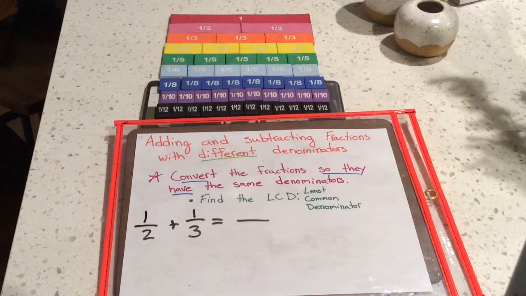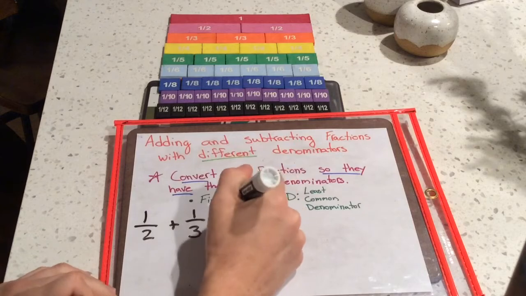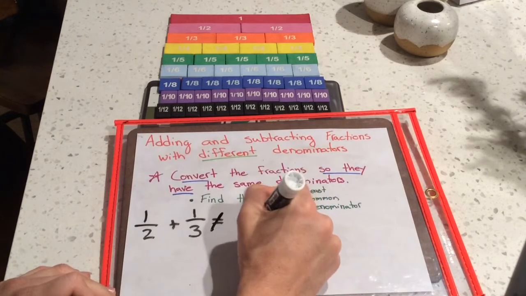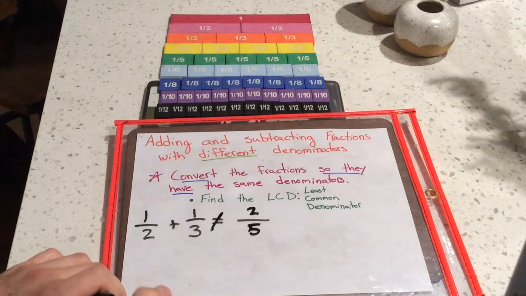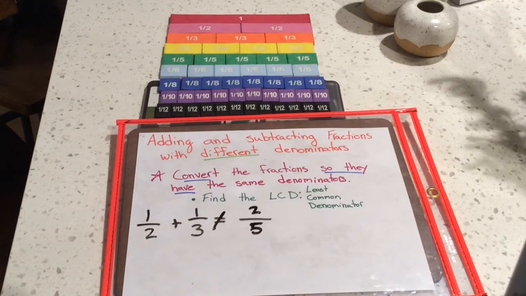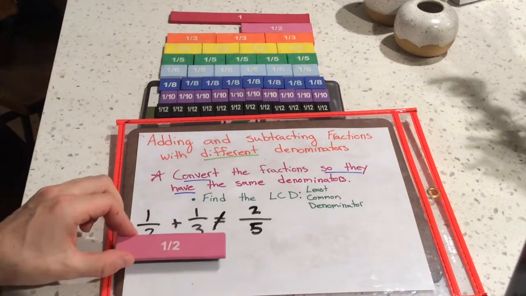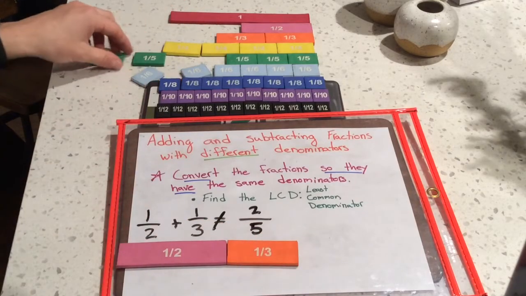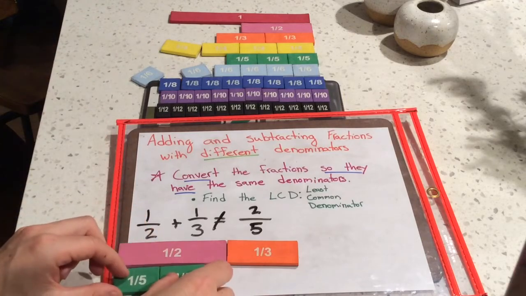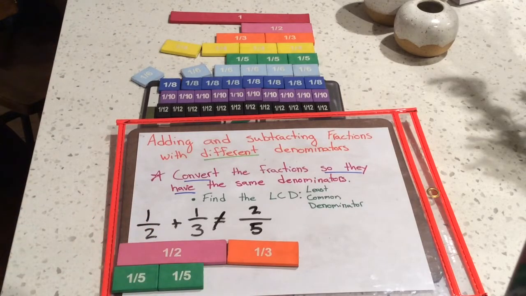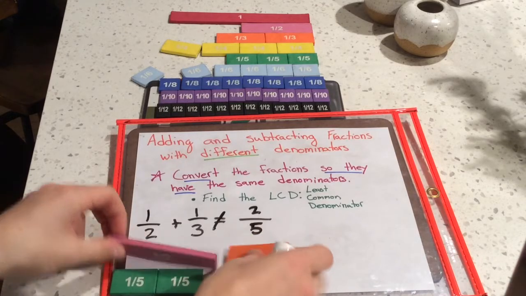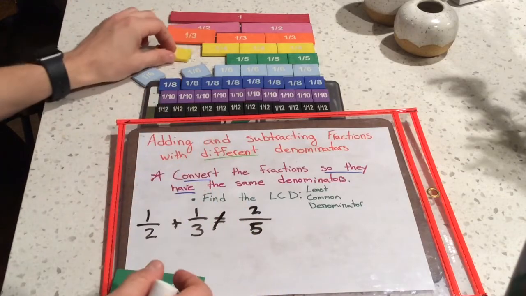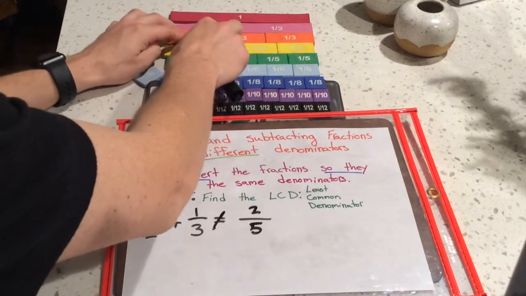Again, what's important to remember when we add fractions, 1/2 plus 1/3 is not 2/5. We cannot just add the denominators together and the numerators together. So again, if I took 1/2 and I took 1/3, that would not be equal to 2/5. Okay, so we want to convert these fractions so they have the same denominator, and then our work gets a lot easier. And I'm going to show you how to do that right now.